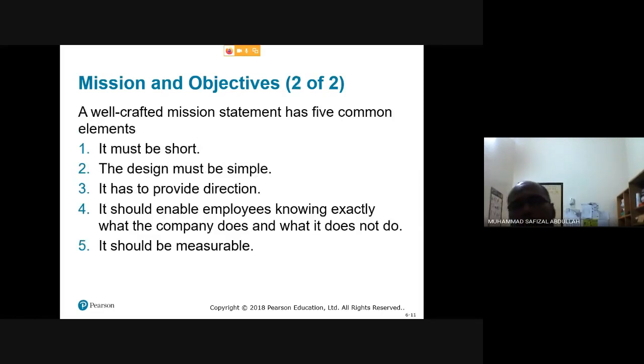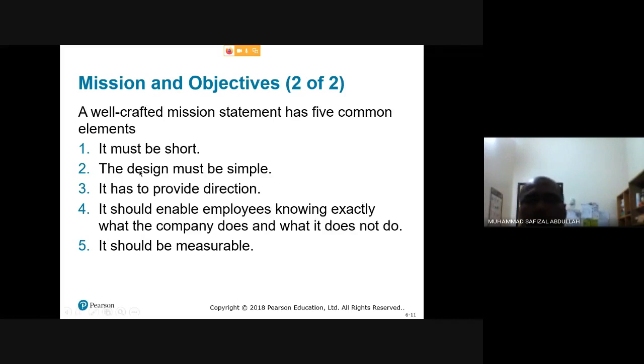So this is what we call mission and objective. And class, these are the characteristics of a good mission and objective. Number one, it must be short. Why? If it is too long, nobody will remember. Number two, the design must be simple, sweet, and clear. Why must it be simple? Because simplicity will provide clarity. You must bear that in mind, so that people are clear about where we are heading.